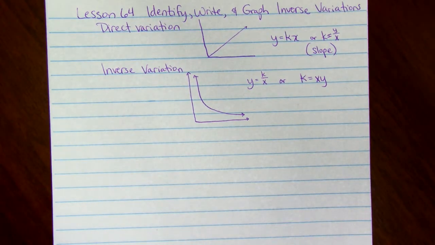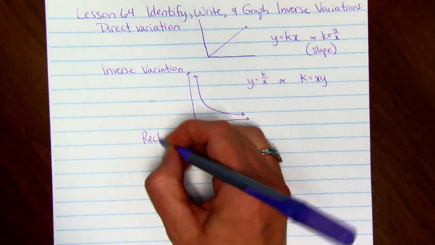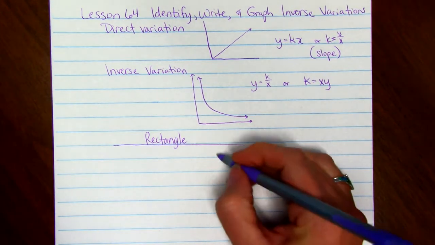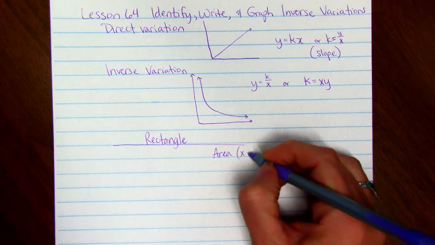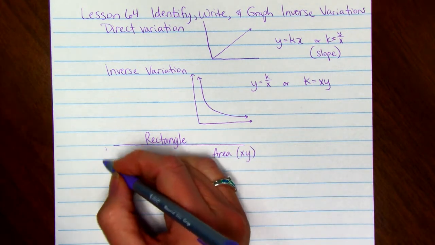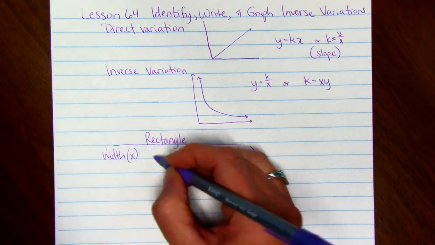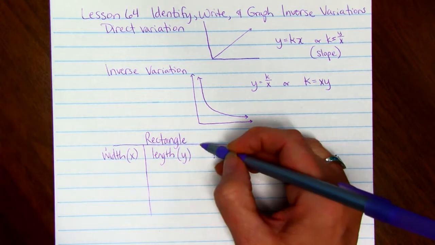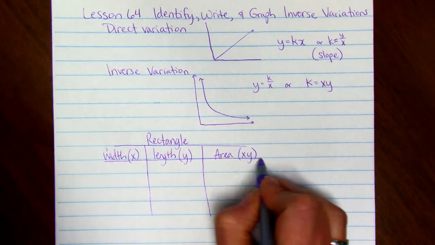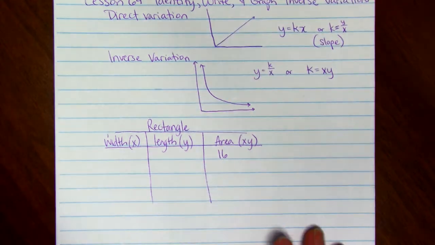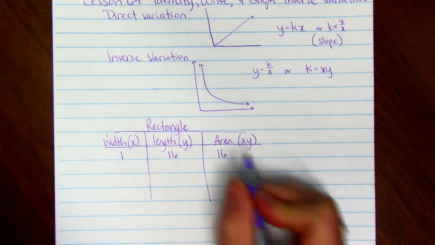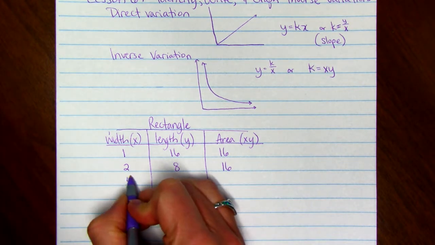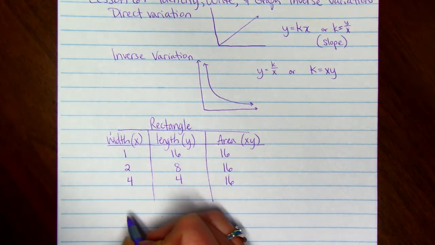So I want to think about rectangles right now. We want the area of this rectangle to always be 16. When we find the area, the width is going to be x, the length is going to be y, and the area is when we multiply the two together. So we want our area to be 16. We could have a width of 1 and a length of 16. We could have a width of 2 and a length of 8. That'll give us an area of 16. How about 4 and 4? That'll be a square with area of 16.